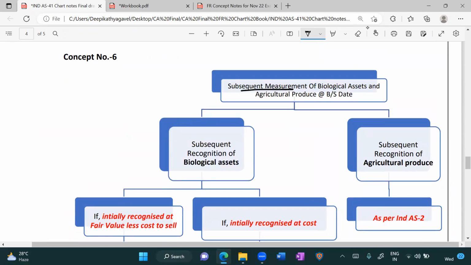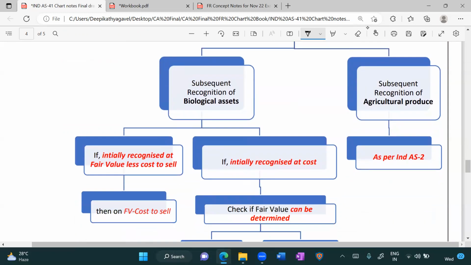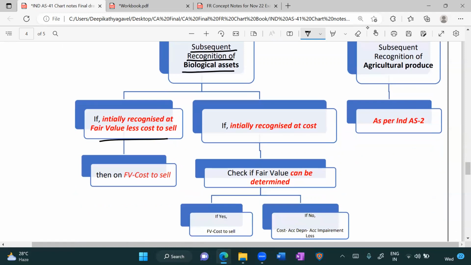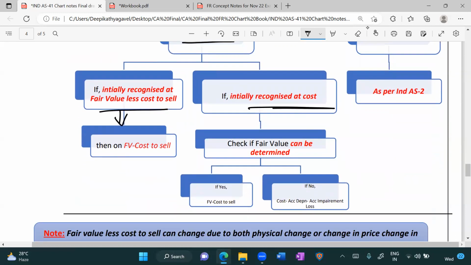Next comes the subsequent measurement of biological assets and agricultural produce. Now, for subsequent recognition of biological assets, if it was initially recorded at fair value, then even now you will record it at fair value less cost to sell. But if initially you were not able to determine the fair value, hence you went to the cost model. In that case, you check whether now the fair value can be determined.